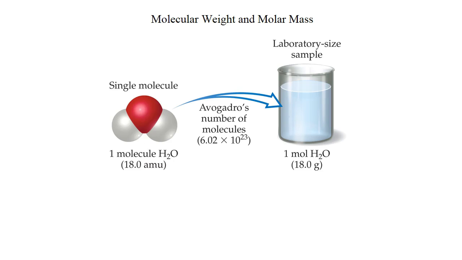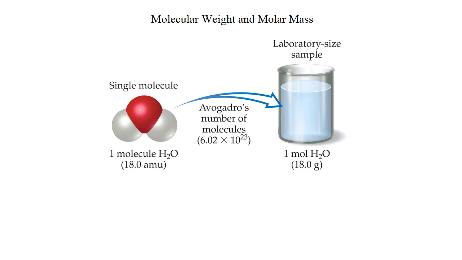Now we've looked at this also. Molecular weight can be in atomic mass units. So for example, a single molecule of water has a mass of 18 atomic mass units. That's a really small value. But a laboratory sized sample of water, if it is a mole, has a mass of 18 grams. And so the molecular weight is either the mass of one molecule in atomic mass units, or it is the mass of 1 mole in grams.